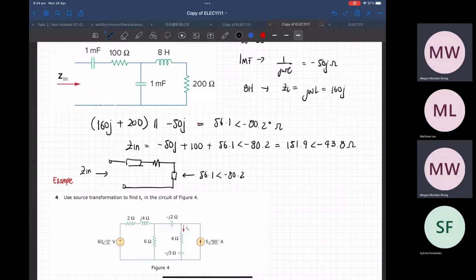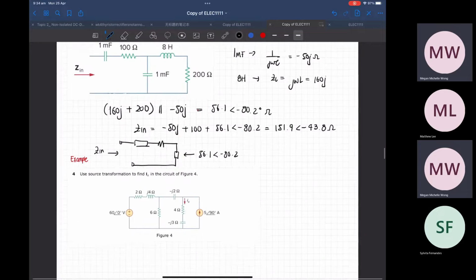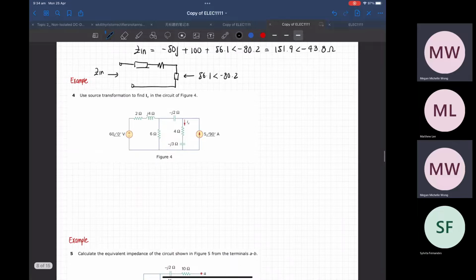And always put the units in, because otherwise you just get 1 mark subtracted. I think a lot of people got marks subtracted because they didn't put the units in. So be careful of that.